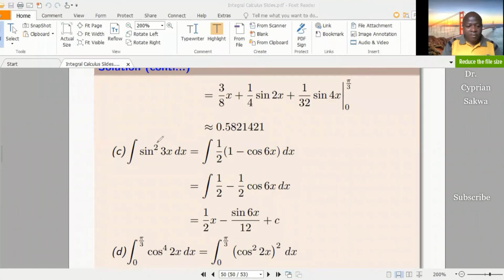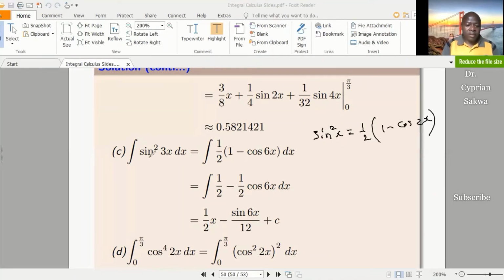The power is even, so we can use our method. The power is even, so it makes it very easy for us. So let me just clear this. But remember, what we have as our formula is that sine square of x would be a half into 1 minus cos 2x. That's the formula we had at the beginning.